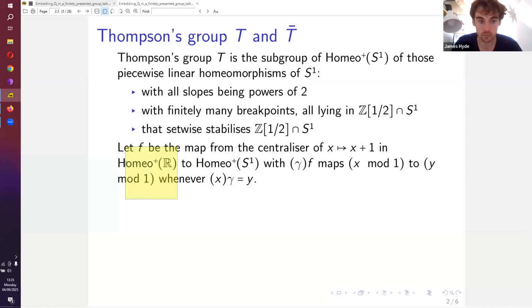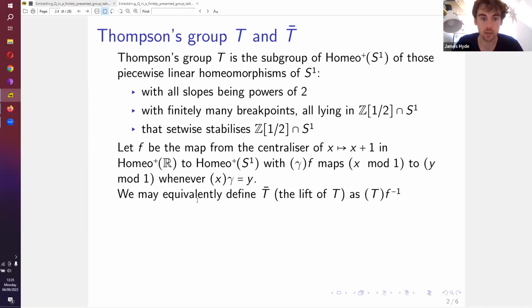But we don't want all homeomorphisms of the reals. We just want the ones that commute with x goes to x plus 1, so the periodic ones, periodic with period 1. Whenever gamma is an orientation preserving homeomorphism of the reals with period 1, and it maps some number x to some number y, then x mod 1 should get mapped to y mod 1. So it's exactly the homeomorphism from periodic maps on the reals to homeomorphisms of the circle that you would expect.